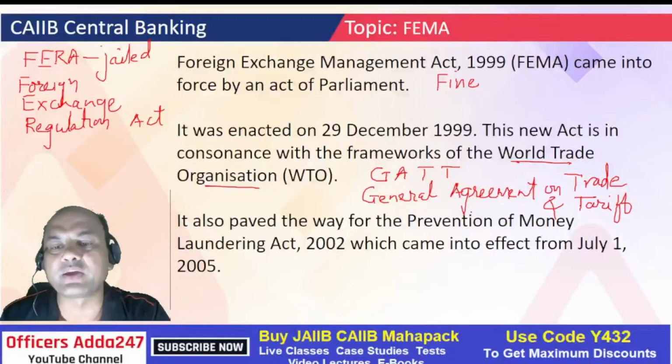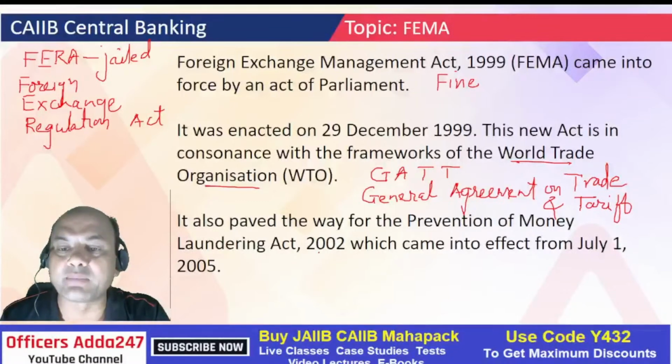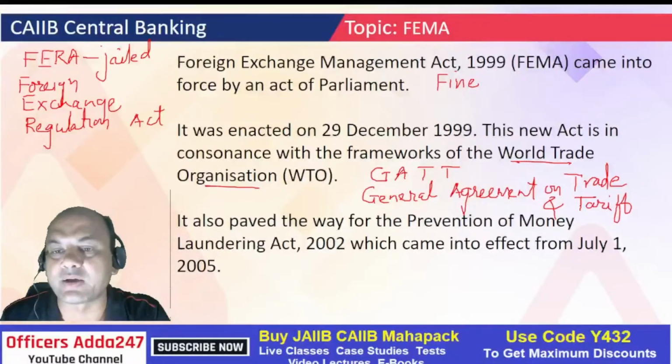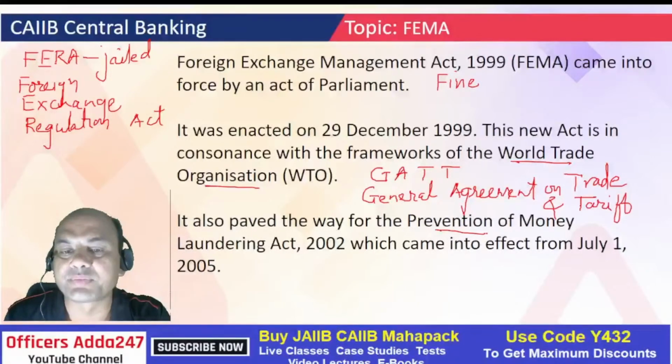It also paved the way for the Prevention of Money Laundering Act, PMLA, which came into effect on July 1, 2005. So because of this GATT or because of this FEMA, PMLA was brought in, okay, in 2002.